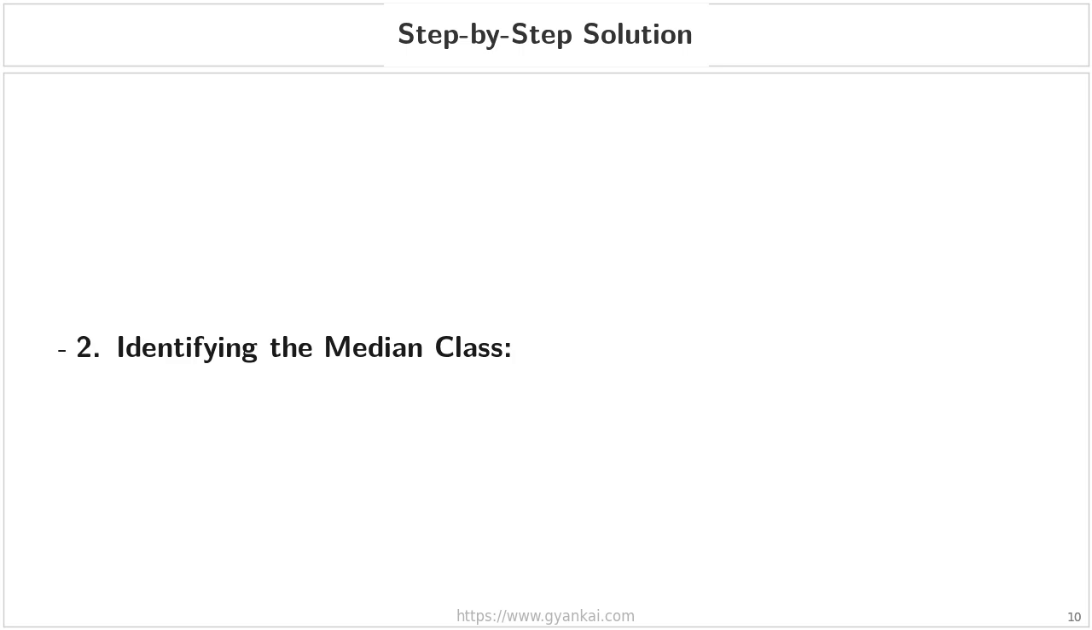Now that we have established our first equation from the total frequency, we need to move on to step 2, identifying the median class. This is a crucial step because, as we saw in our procedure earlier, we cannot use the median formula until we know exactly which interval we are working with.